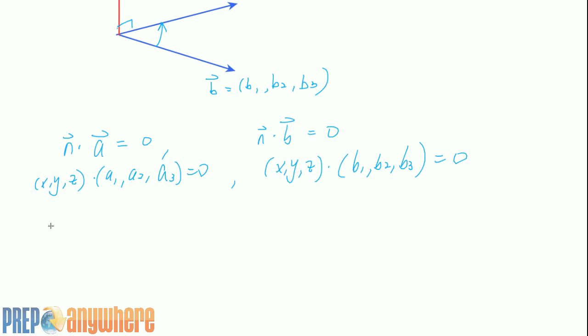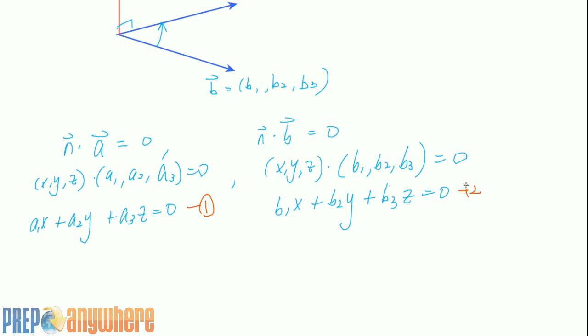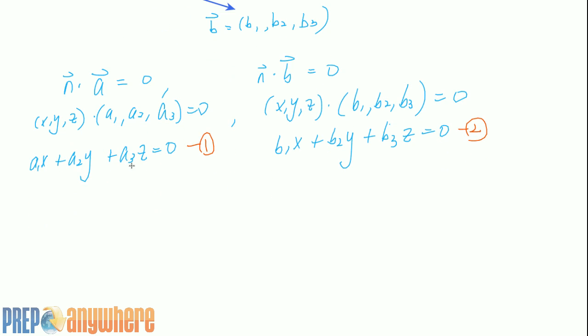So from dot product, we get a1x plus a2y plus a3z is equal to 0. And we get b1x plus b2y plus b3z is equal to 0. Alright, let's call this one here equation 1, and let's call this one equation 2. There's three unknowns here, x, y, z.